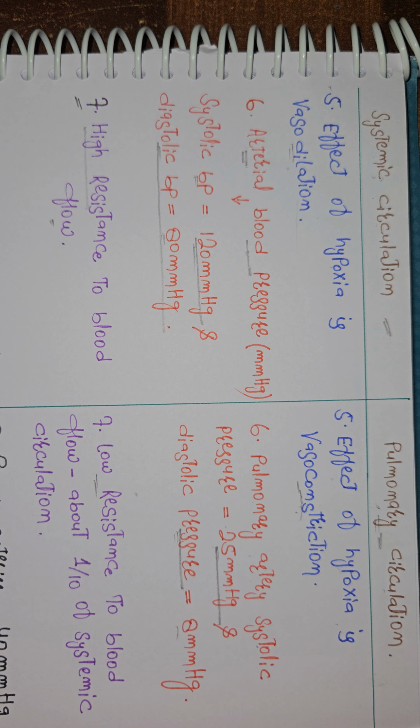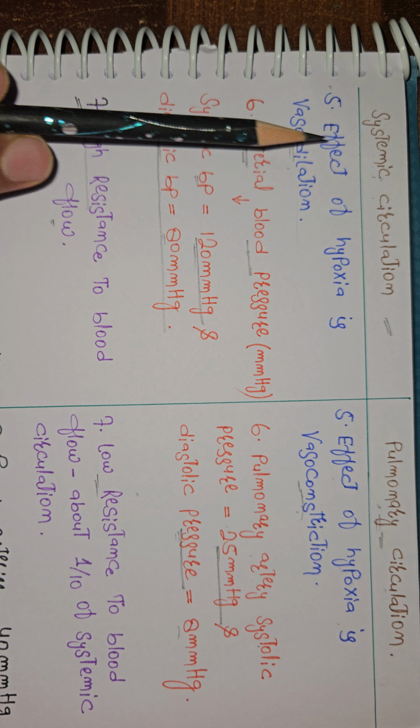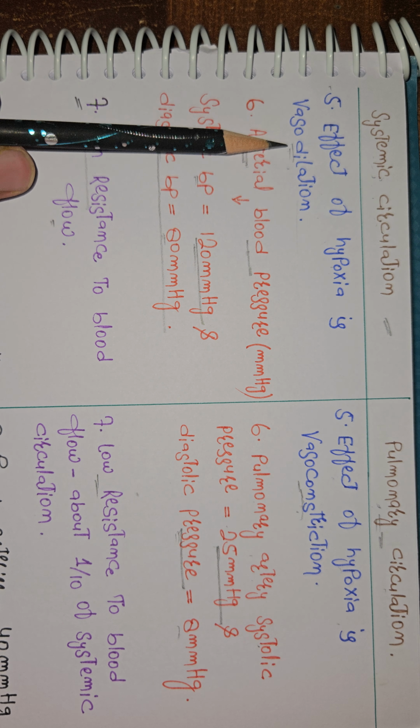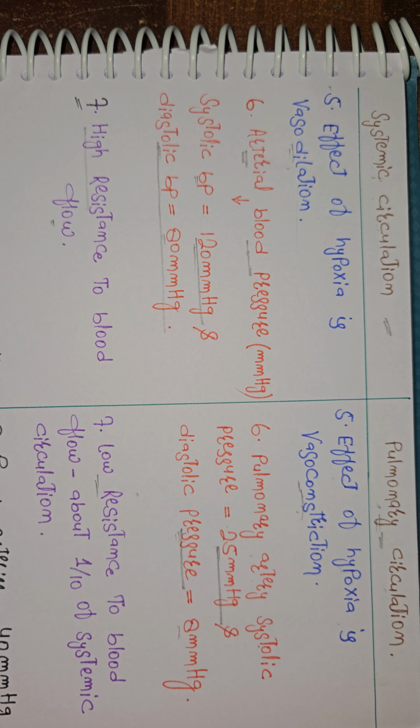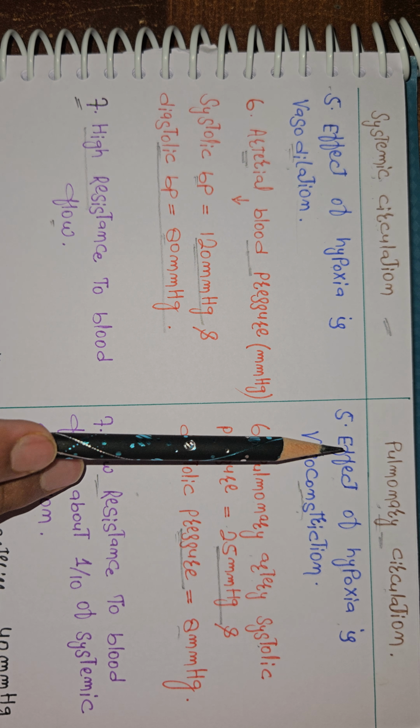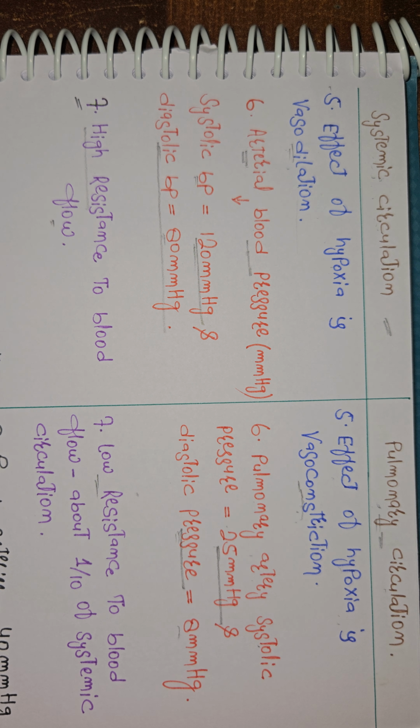Difference number 5. Whenever there is hypoxia in the body, clearly systemic vessels dilate, that is, there is vasodilation. So the effect of hypoxia is vasodilation in systemic circulation. And whenever there is hypoxia, there occurs vasoconstriction in the pulmonary circulation, in the pulmonary vessels. That means the effect of hypoxia is vasoconstriction in pulmonary circulation. These are the 5 differences.